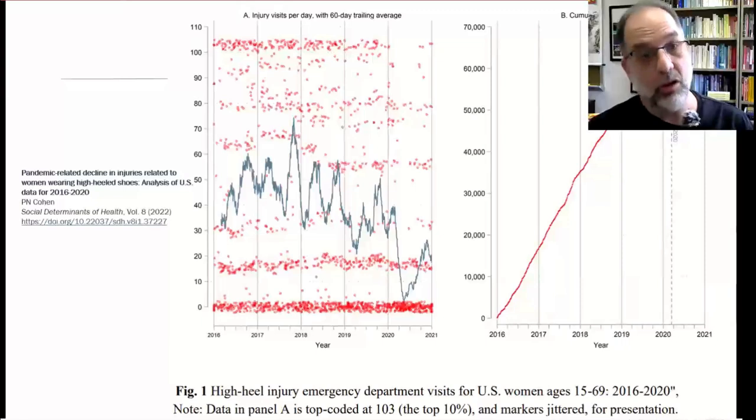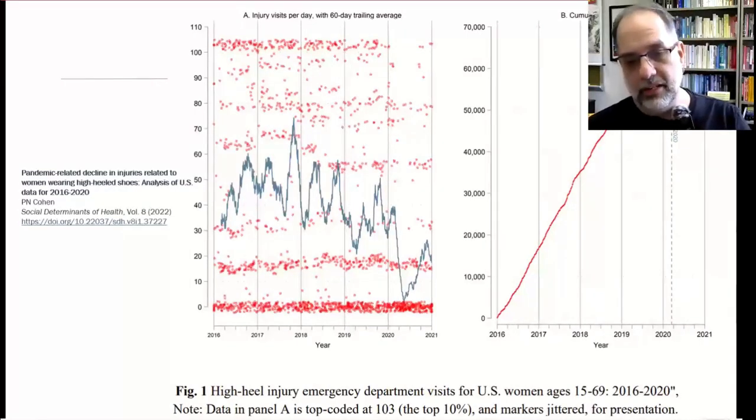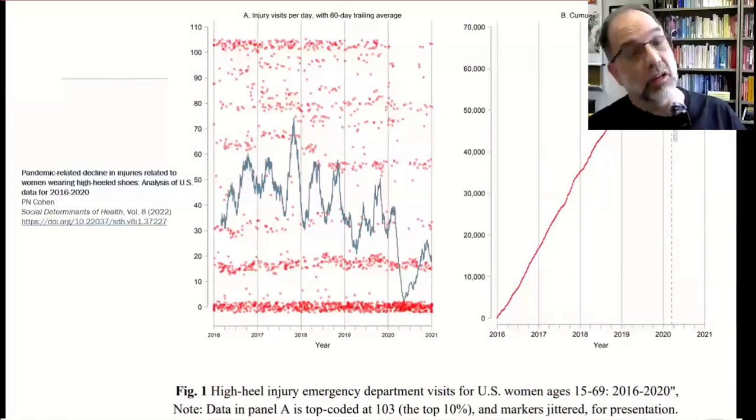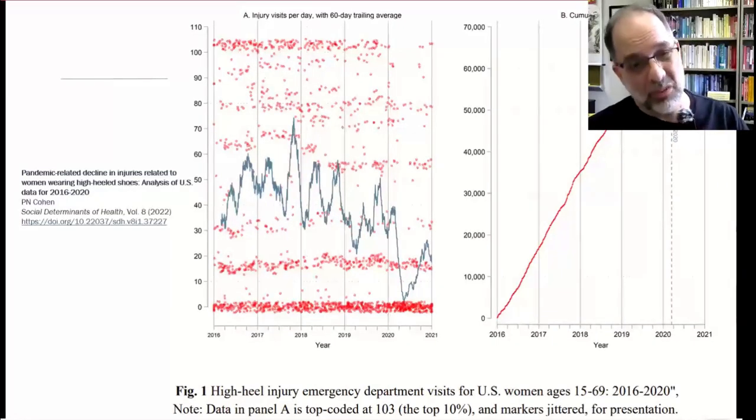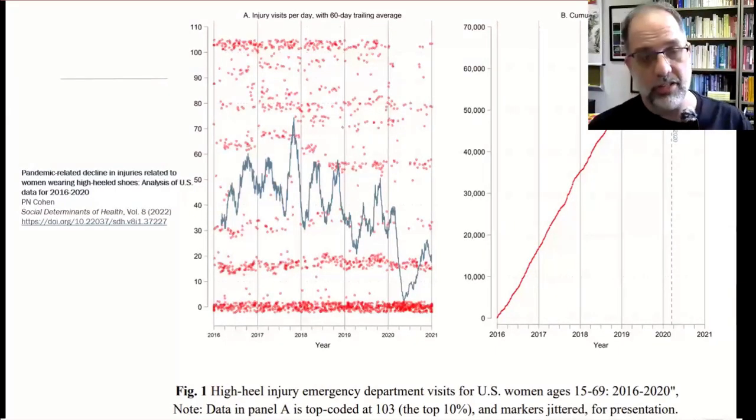One interesting thing that we saw, we don't have a measure of how many people are wearing high heels, but we did see, if you look on the graph, a big drop in the number of high heel related injuries in 2020. Either a lot fewer people were getting injured because they weren't going out to parties and bars and so on, or to work and wearing heels, or it's also possible they weren't going to the hospital when they got injured because they were afraid because of the pandemic.